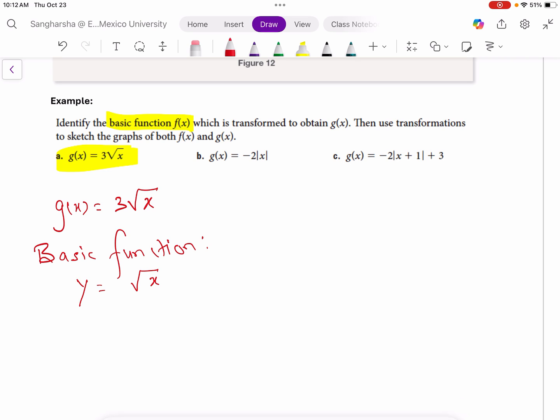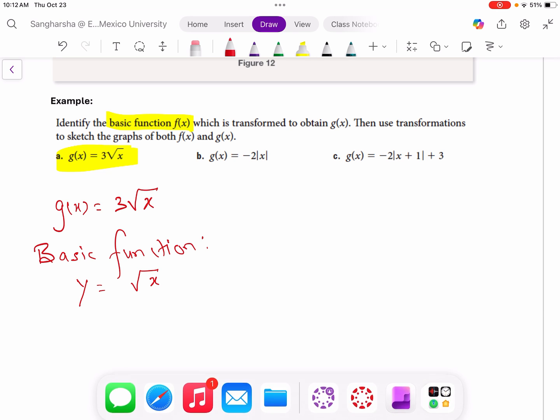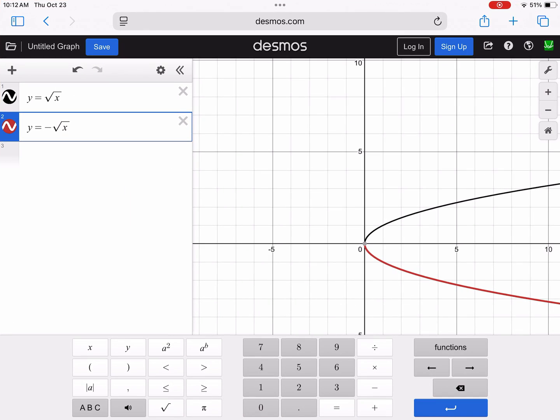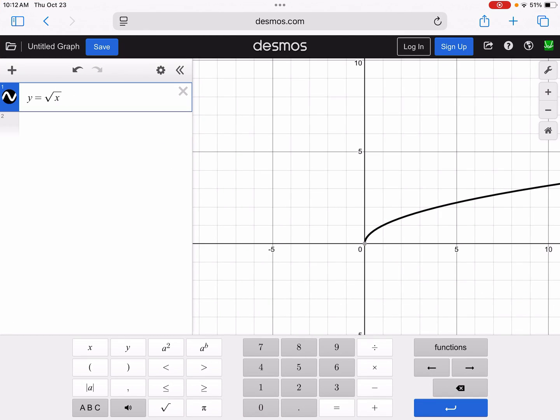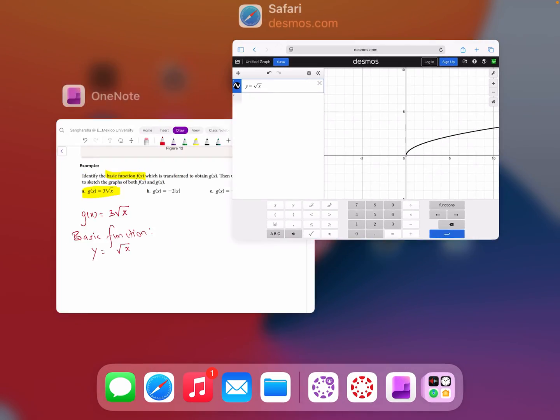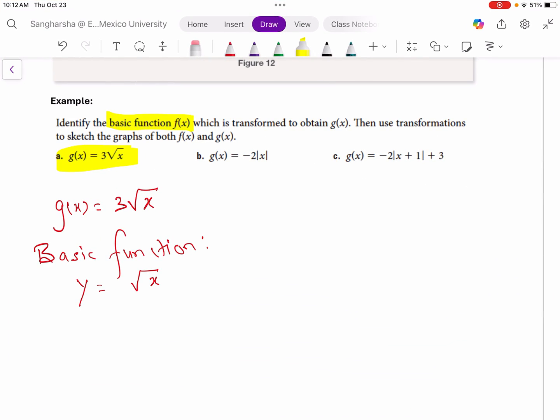Okay, so let's draw our graph. I will use the calculator to draw a graph here. So we already have the graph. This is the graph for y equals square root of x. Now from this basic function, how can we get g of x? What do we have to do? Do we have to add, subtract, replace, multiply? What do we have to do to this basic function to get 3 times square root of x? We have to multiply by 3.